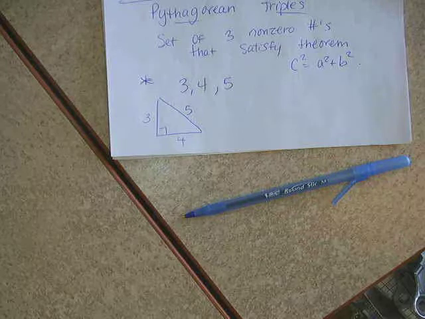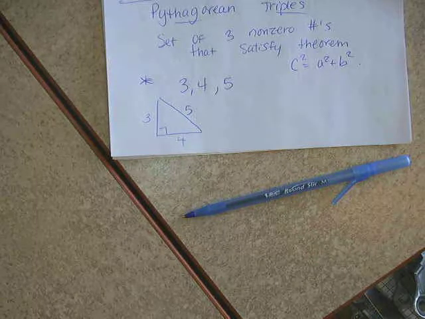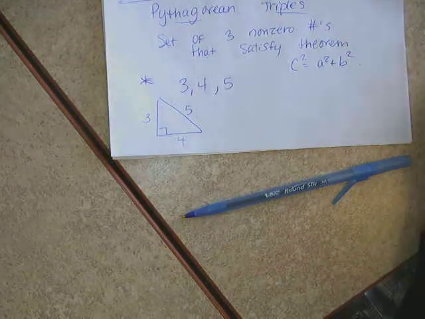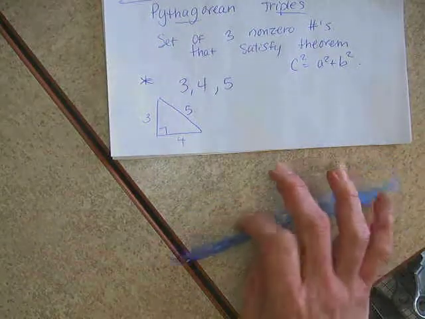Even multiples of the triple work. 6 is twice as big as 3, right? And 8 is twice as big as 4. So your hypotenuse should be twice as big as 5. So that should be 10, and I didn't have to use the theorem at all. Now, if you use the theorem, you'd still come up with that as a hypotenuse. But if you know that triple, it will save you some time on occasion.